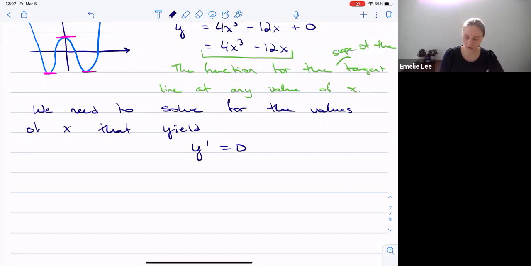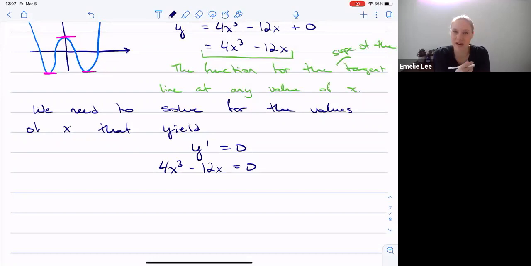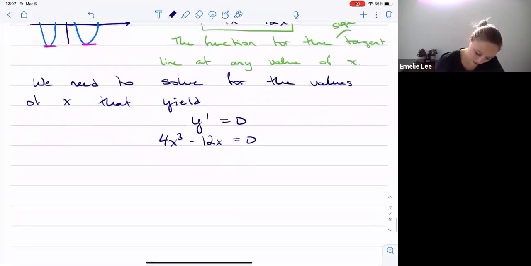So replacing y prime with what we just found, 4x to the 3 minus 12x equals 0. Now I'm just back to normal math, right? I have to factor this thing. Where does it equal 0? So what I see is I can factor out a common multiple of 4x. So I'm going to extract that to the outside. So I get 4x times x squared minus 3 equals 0.